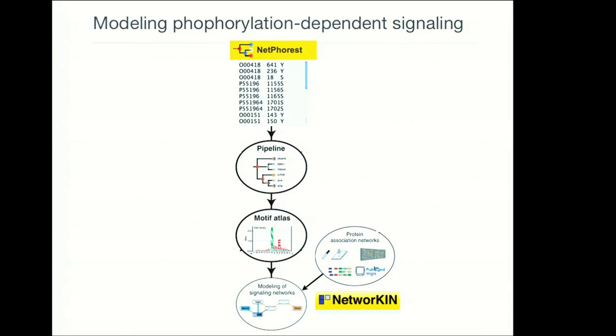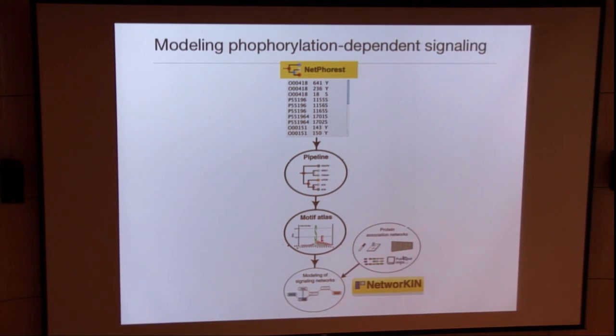So what we're doing now in collaboration with Rune Linding is we put in protein association networks to get better predictions. But not only that, we can now start to make signaling network models based on an input set of phosphorylation sites. So this is ongoing work, and we're expanding this to different organisms in the near future. But since this is, again, not about networks, I'm not going to show more about that.